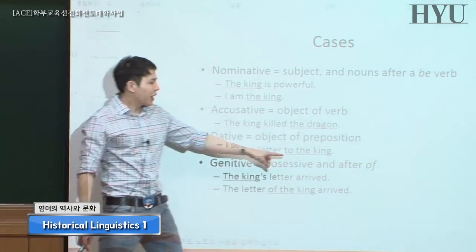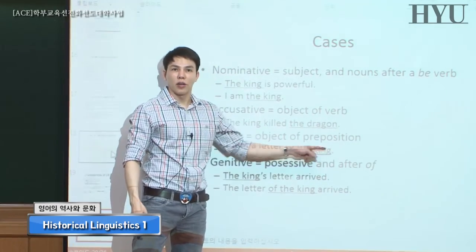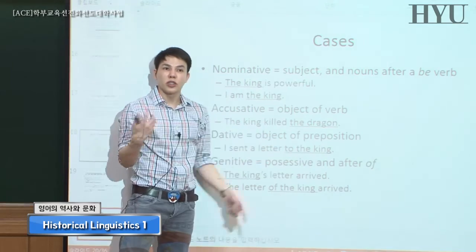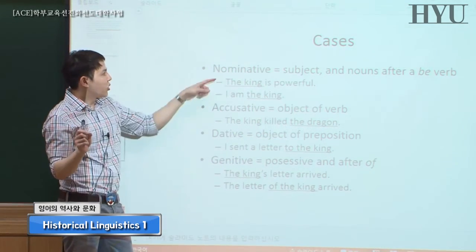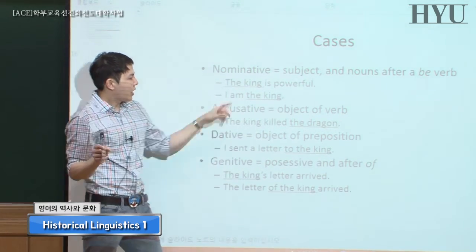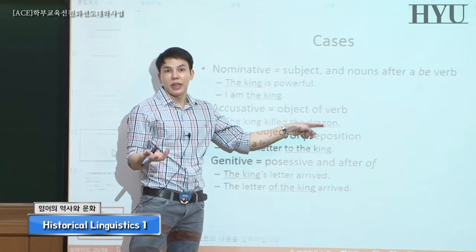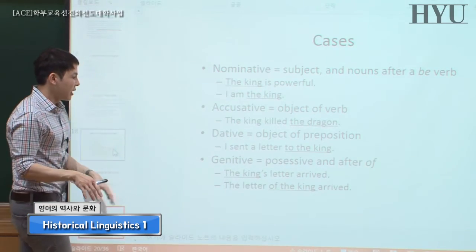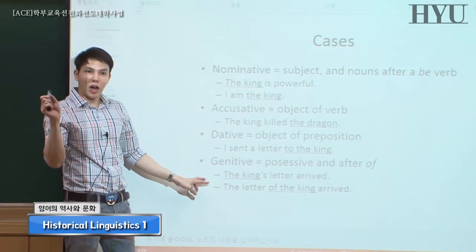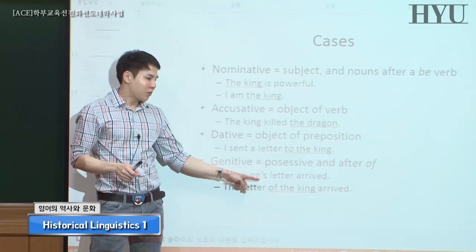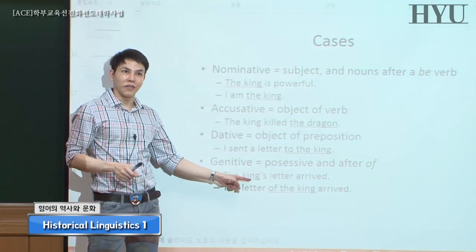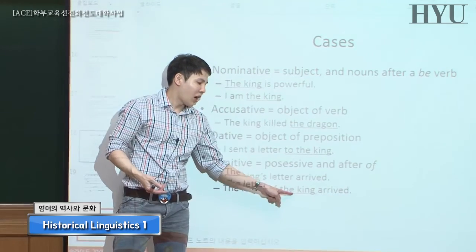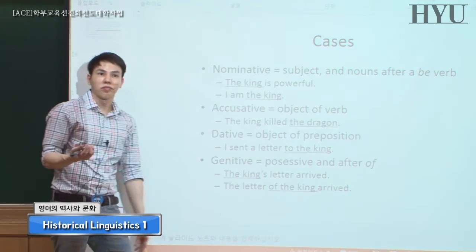Dative, do you mark anything? Nothing, right? After a preposition, you mark the king with 0 marking. So nominative, the king, accusative, the king would be here also, and dative, the king, all look alike in modern English. And genitive, we mark it. If it's apostrophe S, we mark it with apostrophe S. Or you can say it with the word of, but when you do with the word of, it's without marking, right?